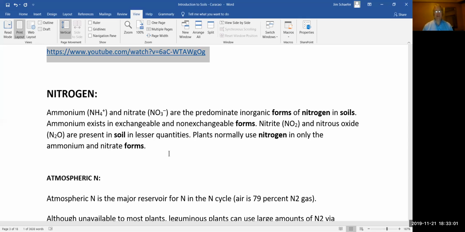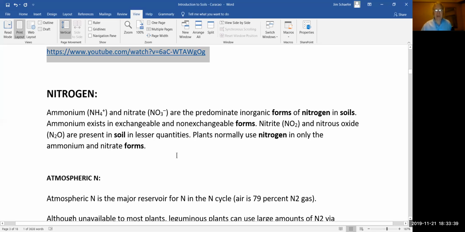Ammonia and nitrate are the predominant inorganic forms of nitrogen in soils. Ammonia exists in an exchangeable and non-exchangeable form. Nitrite and nitrous oxide are present in soil in lesser quantities, and these, by the way, are examples of non-exchangeable forms. Plants normally use nitrogen in only the ammonium and the nitrate forms. And we'll talk about that quite a bit as we go through this session.